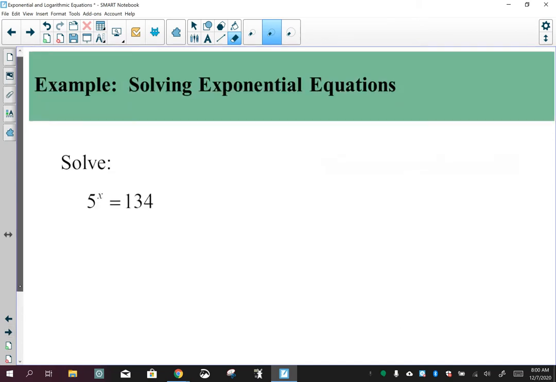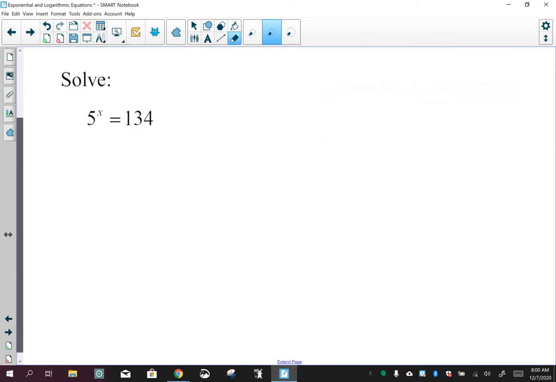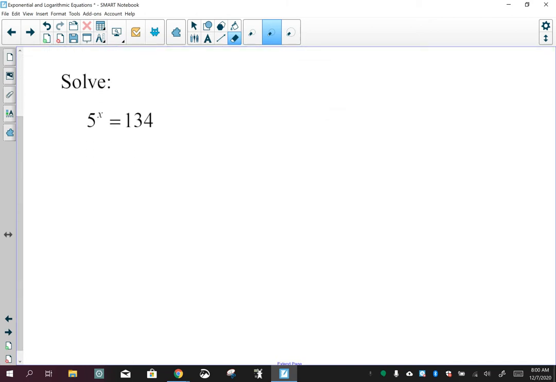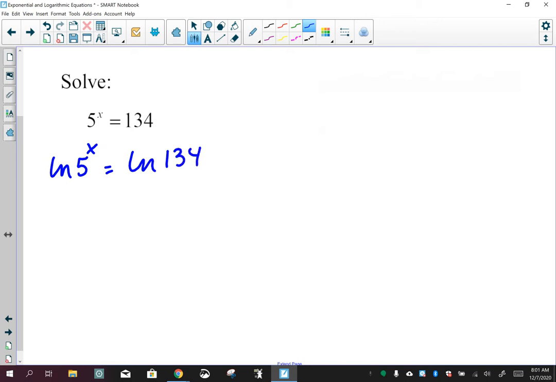So let's take a look at what I'm talking about. So I have 5 to the x is equal to 134. Now, I can't do anything with this because there's no way I can write each in terms of the other. So what I'm going to do is take the natural log of both sides. I'm going to take this 5 to the x and say the natural log of 5 to the x. And what you do to one side, you have to do to the other, the natural log of 134.